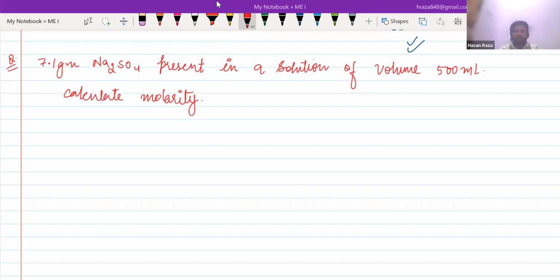Anushka, am I audible? Yes, sir. So we started this molarity, questions on molarity. You know the formula of molarity. In the last class, I had explained the formula. Please do solve this. And if you are unable to do it, just let me know.